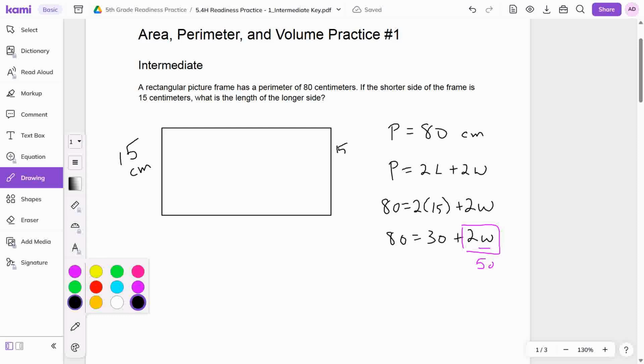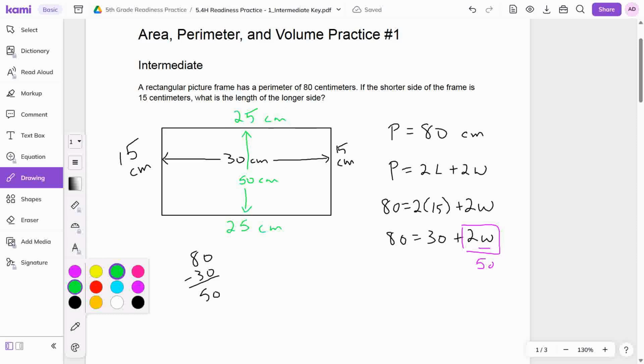I can say, well, that's 15 centimeters, right? So this right here is 30 centimeters, and it's going to be that same thing. If the whole thing is 80, and I've already used 30, that means I need 50. But it's not just 50. The answer is going to be 50 between both of them. So I need to take that 50 and cut that in half. So half of 50 is going to be 25. And so what I can do here is just write 25 on each.